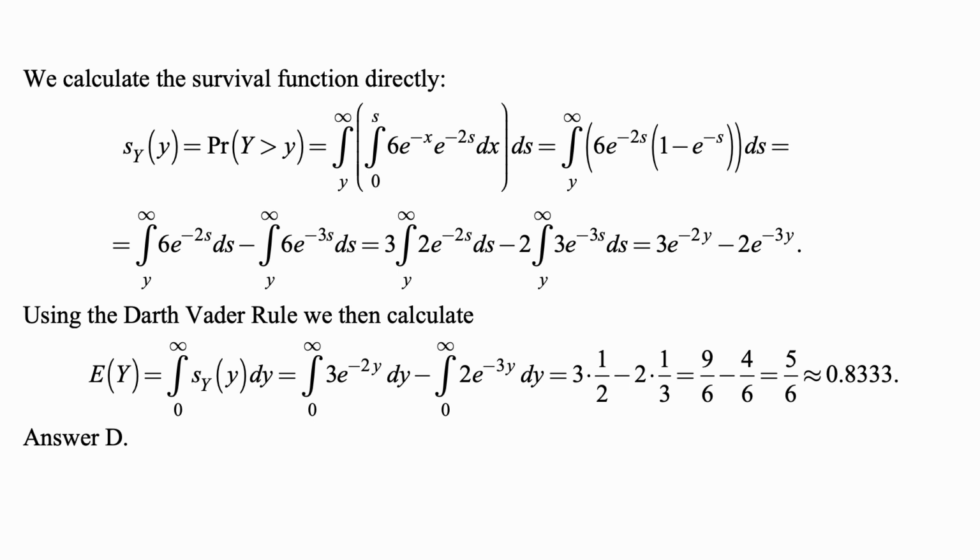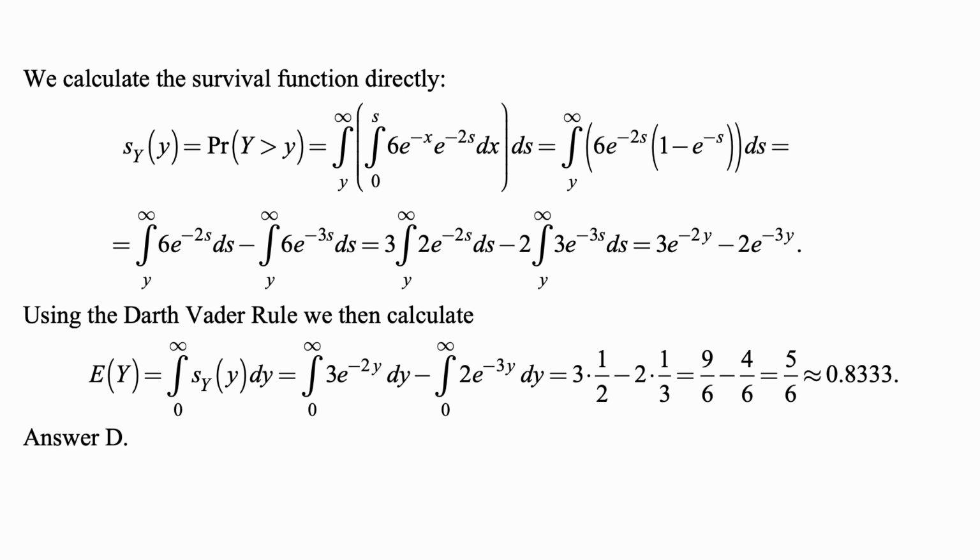And the second integral is the integral of, if we pull out the 2 and leave 3 e to the minus 3s, that's the integral of the density of exponential distribution with hazard rate 3. So it's the survival function, because we go from y to plus infinity, survival function of exponential distribution with hazard rate 3, which we know is e to the minus 3y. So we really don't have to calculate any of these integrals. We immediately see what they are. And so the survival function is 3 e to the minus 2y minus 2 e to the minus 3y.